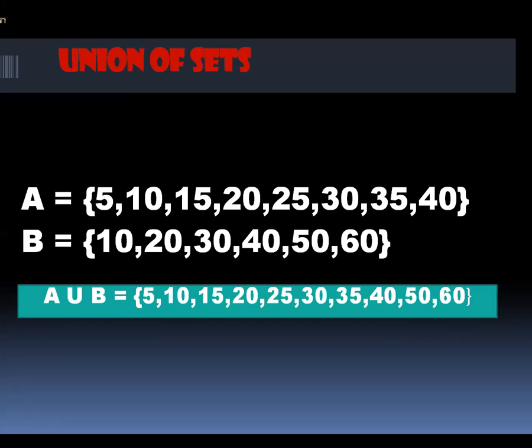Okay, 5, 10, 15, 20, 25, 30, 35, 40, 50, and 60. So this is how you're going to write union of sets A and B. We are going to write all the elements. So these are the elements of A and B. Okay? Again, don't forget that if the elements are the same, you're going to write them just once.